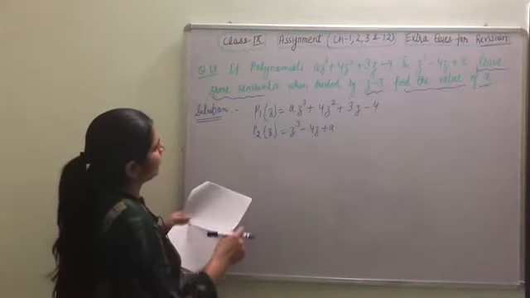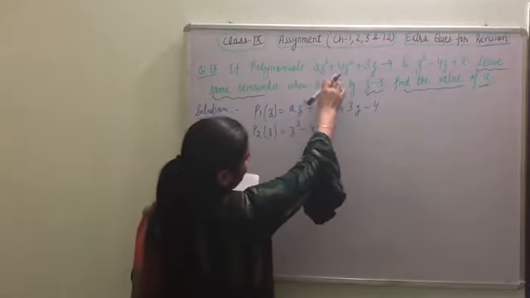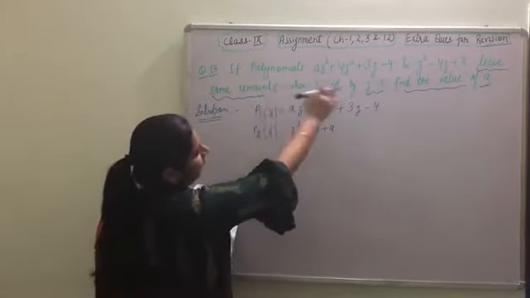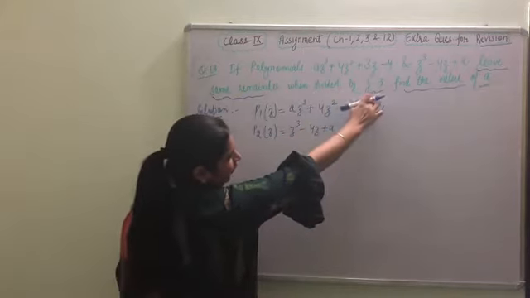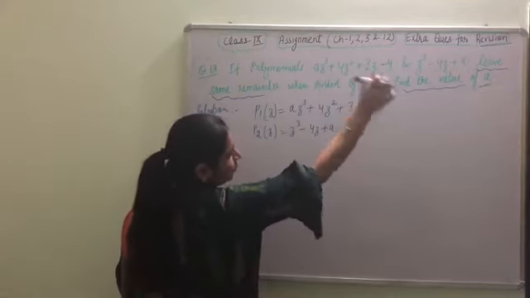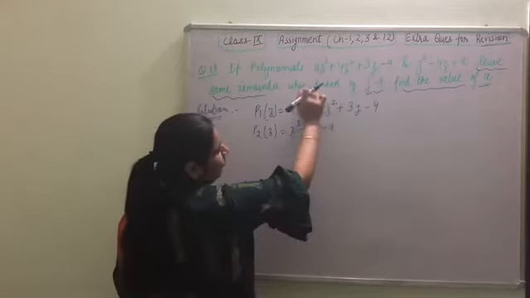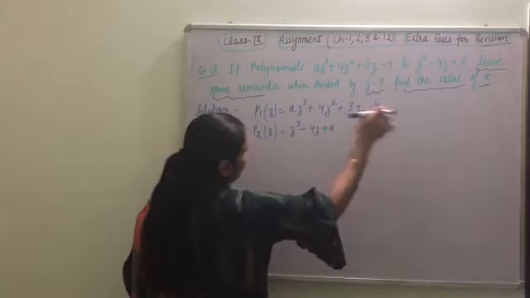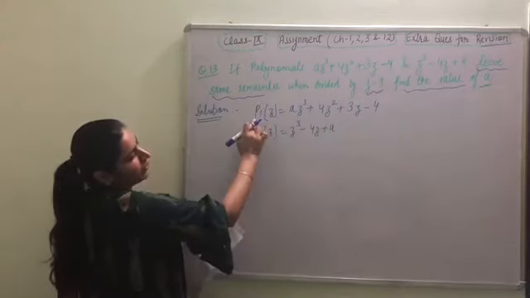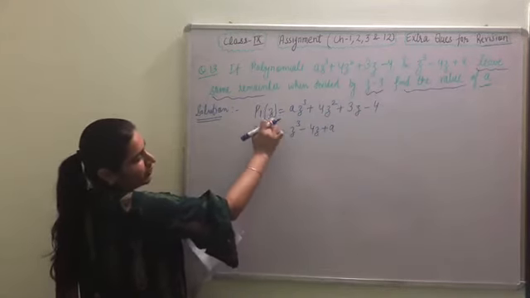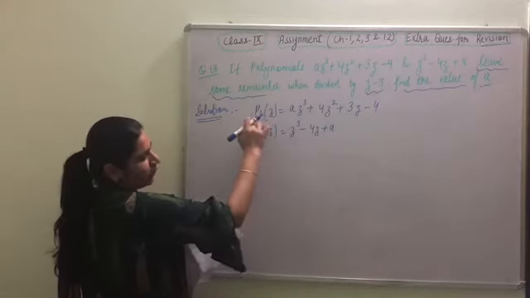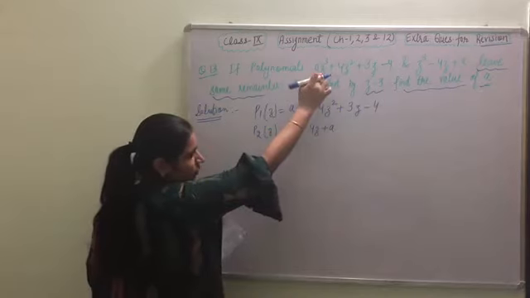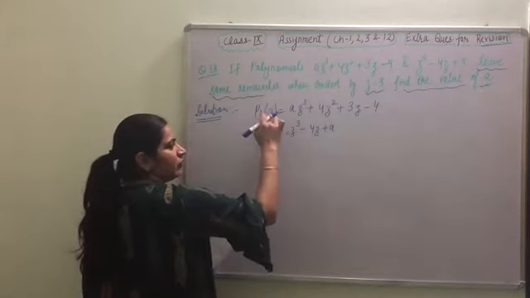Okay, in this question, the first polynomial and the second polynomial both leave the same remainder when divided by z minus 3, and we have to find the value of a. Given condition: two polynomials are given, divided by z minus 3 and leaving the same remainder. The first one here we have named P1 of z, because this polynomial is in z, so I have written here P1(z).